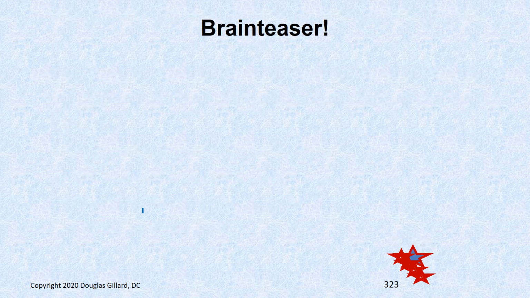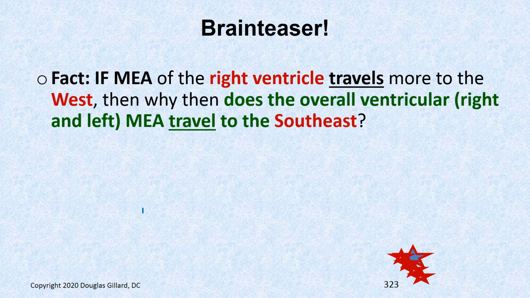Okay, but we can use that to detect pathology. Brainteaser. If the mean electrical axis of the right ventricle, with expensive and fancy equipment, you can split the right and left mean electrical axis. So if the right mean electrical axis really travels to the west, I mean, that's that way, right? There's the west, right? Everybody knows their compass point.